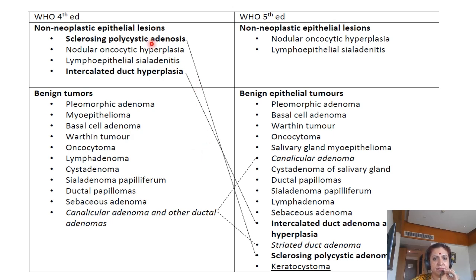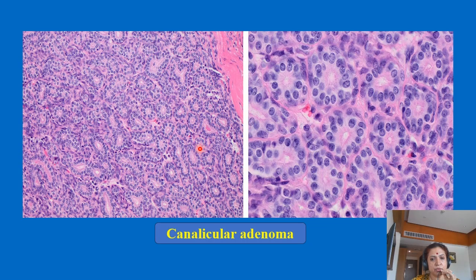You have sclerosing polycystic adenosis shifted to sclerosing polycystic adenoma. You have intercalated duct hyperplasia shifted into the benign epithelial tumor, intercalated duct adenoma and hyperplasia. And you have canalicular adenoma and other ductal adenoma, which were classified as benign tumors. Again, here we have separated it out into canalicular adenoma and striated duct adenoma. So this is how your canalicular adenoma looks.